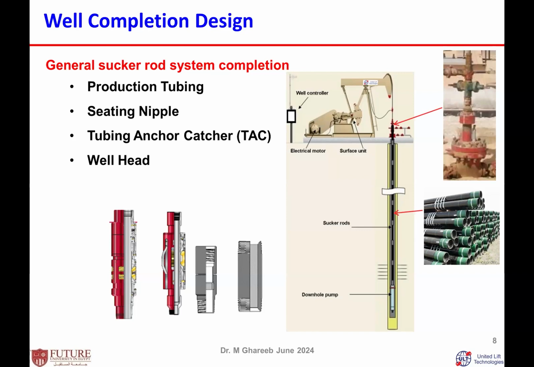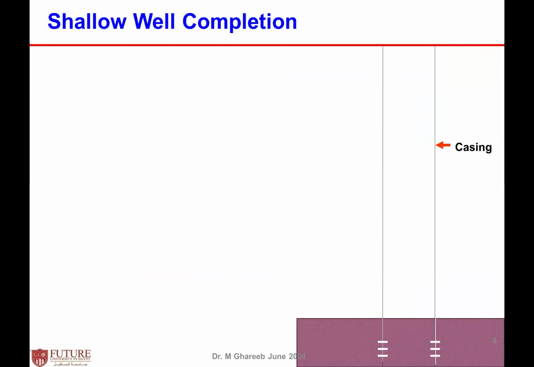For sure, based on the type of artificial lift, there will be a special type of wellhead. We'll try to go through all these pieces one by one in a very simple way. The main components of the well completion for this artificial lift system are the production string, sitting nipple, tubing anchor catcher, which can be used or cannot be used depending on the downhole conditions and running parameters, plus the wellhead of this system. Let us see what type of completion we have.